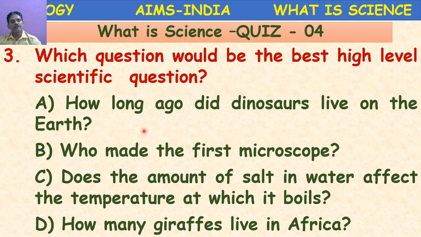And the third question, does the amount of salt in water affect the temperature at which it boils? Unless you do the experiment, you cannot predict or say the answer for this question. And the last question, how many giraffes live in Africa? This also you can predict. So the remaining three questions you can predict, A, B and D. But for C, you need to experiment. So here the answer is C.